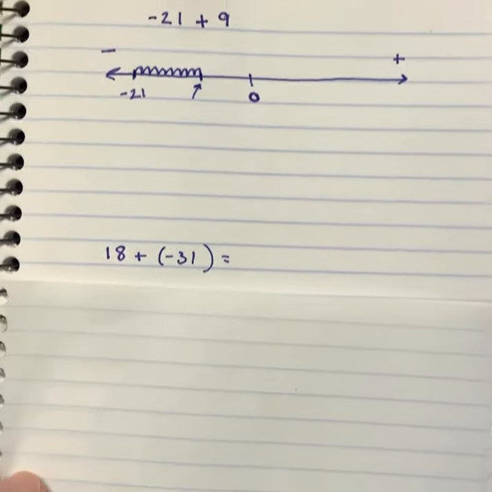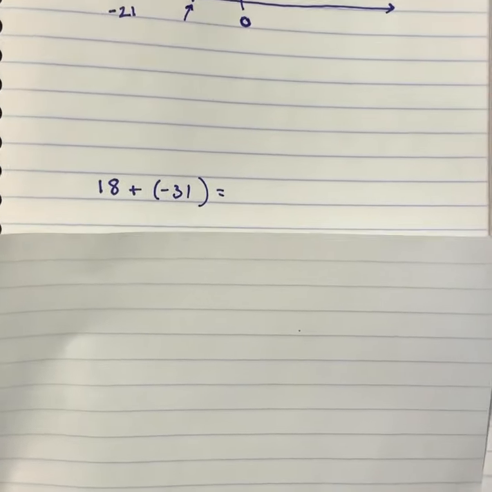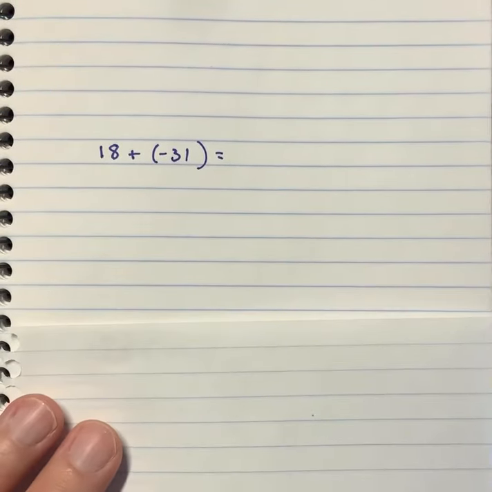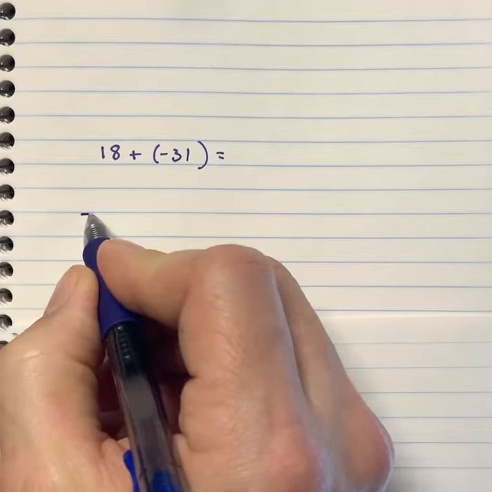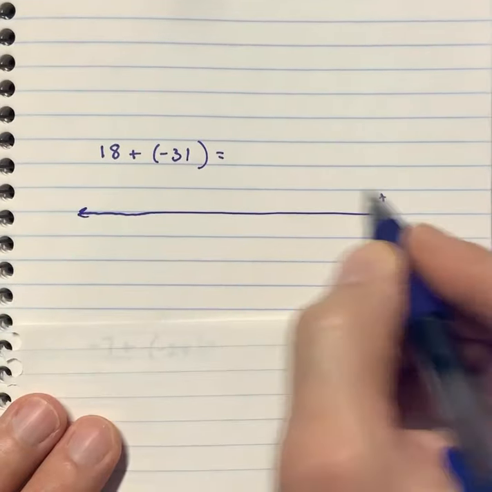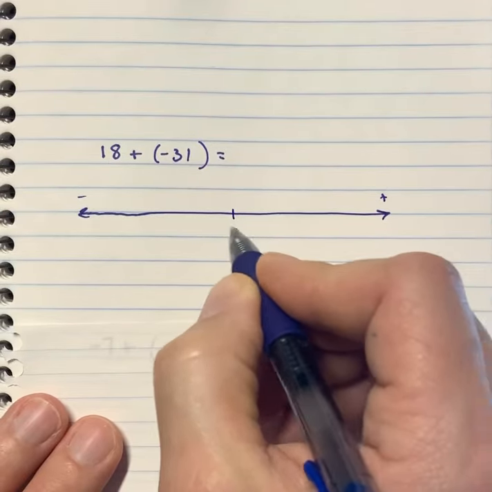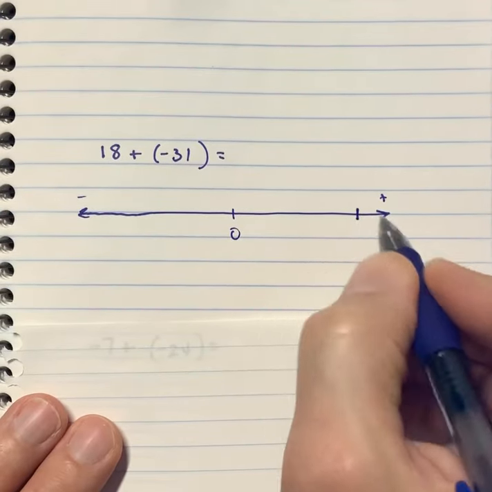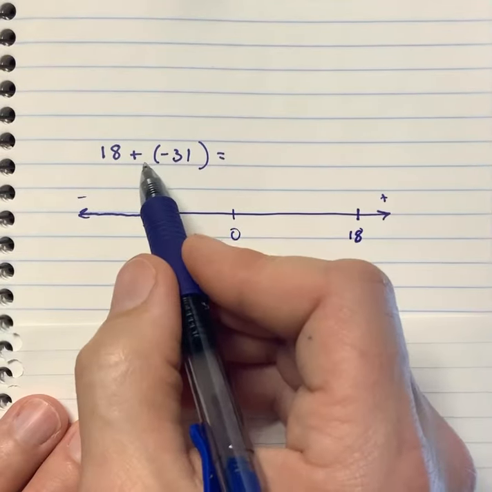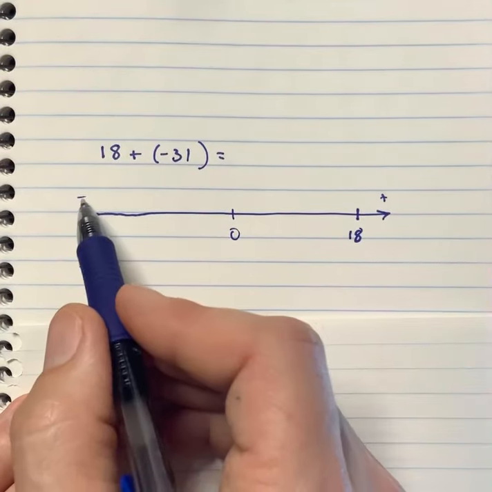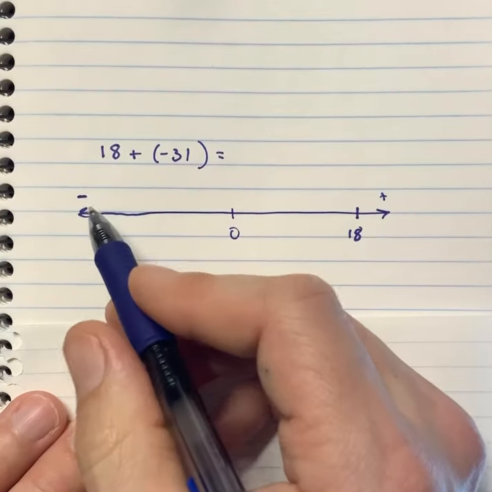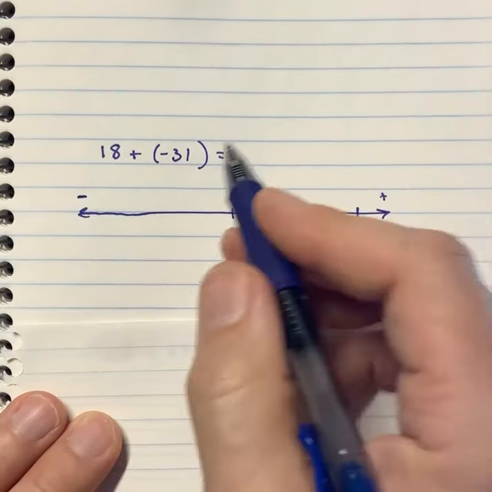Our next one is 18 plus negative 31. Same thing, we're going to start with a number line. This time our first number is a positive number. So I'm going to be starting on the positive side of the number line. 0's here in the middle. I'm just going to say this is positive 18 over here. Now when we add a negative number, this time we're going to go to the negative side because the negative numbers go towards the left-hand side of the number line.